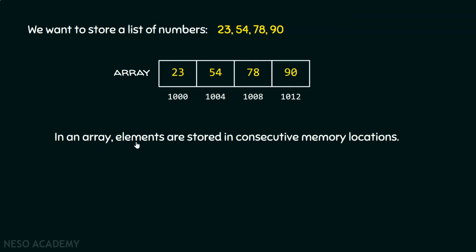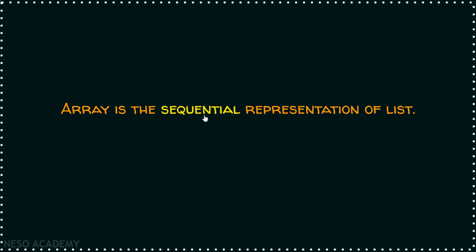In an array, elements are stored in consecutive memory locations, isn't that so? Here you can see the elements are stored in consecutive memory locations because the memory blocks are allocated in consecutive fashion. Here the first block address is 1000, second block address is 1004 and so on. The elements are stored in consecutive memory locations and that is why we can say that array is the sequential representation of list. Now let's see how to represent a list in linked list.